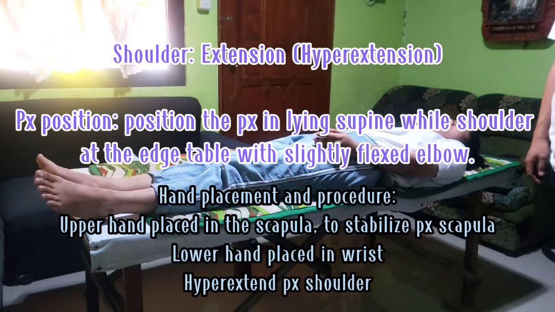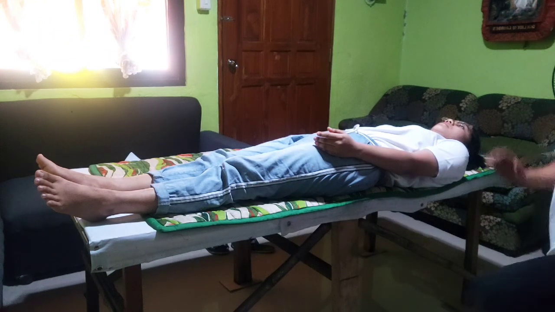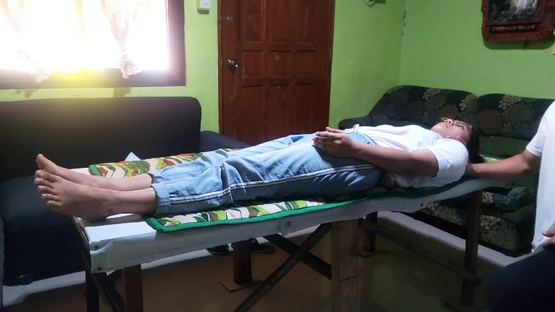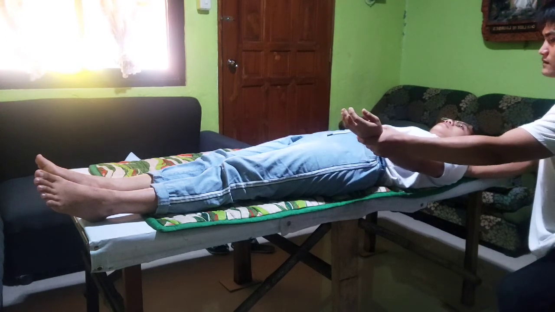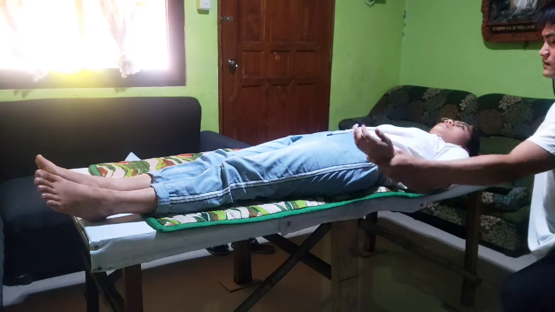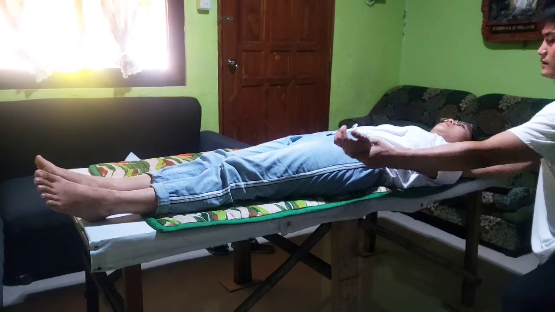Patient position, supine, shoulder at the edge of the bed, slightly flex the elbow. Hand placement and procedure: the upper hand is placed on the scapula to stabilize it, and the lower hand is placed on the wrist and hyperextends the patient's shoulder.